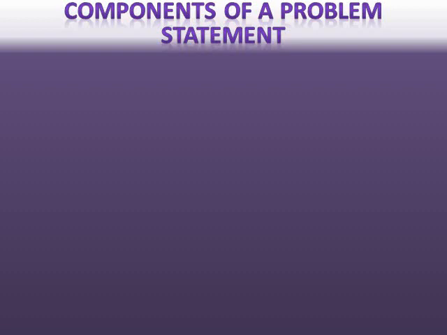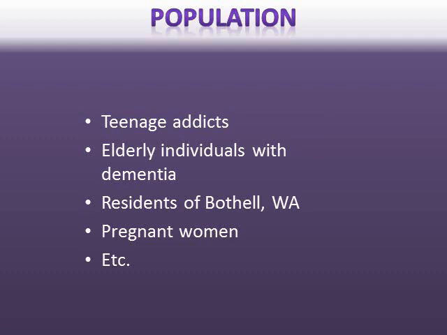So let me talk a little bit more about the components that you would expect to see in a problem statement, particularly the populations of interest and the variables to be addressed in the study. One of the major tasks of an introduction is to introduce the population that's going to be addressed in the study. Now, a population is pretty much what you would expect. It's a group of people that's going to be addressed. So examples of this might be teenage addicts or elderly individuals with dementia, etc.